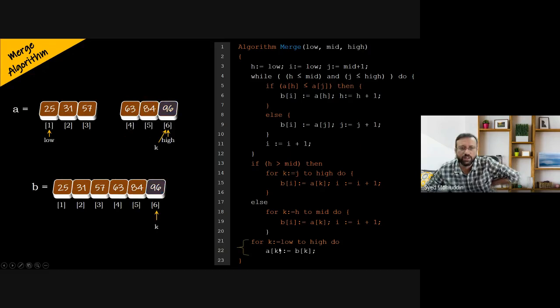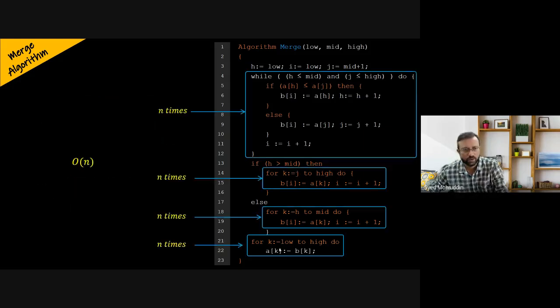So this is how we try to merge. Using the merge algorithm, we merge two sorted arrays into a larger sorted array. And this is the main merge sort part. Now we will look at the complexity. Not merge sort, the merge algorithm. Before moving further, we'll look at the complexity of the merge algorithm.